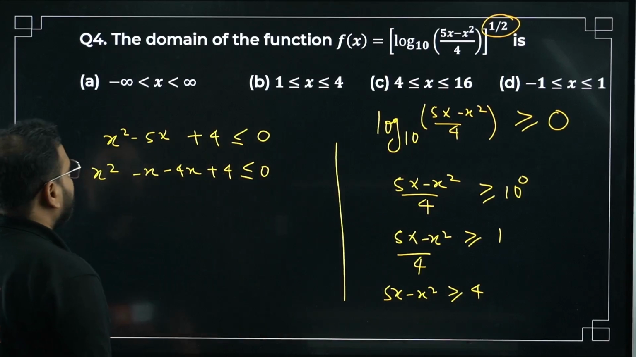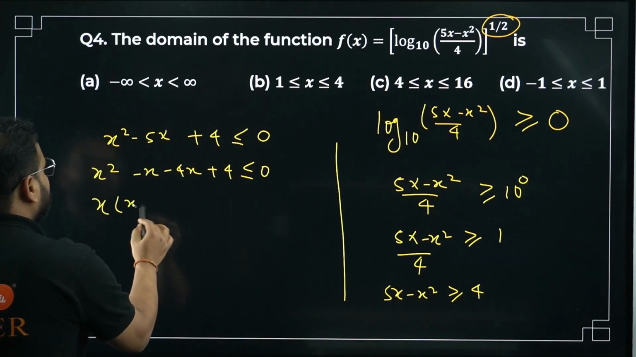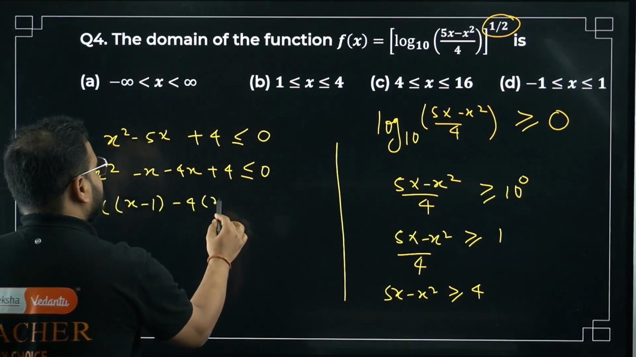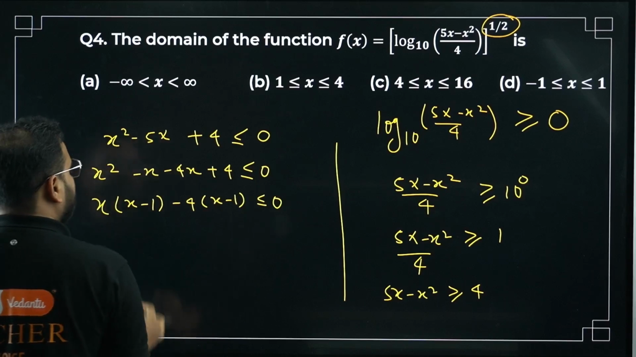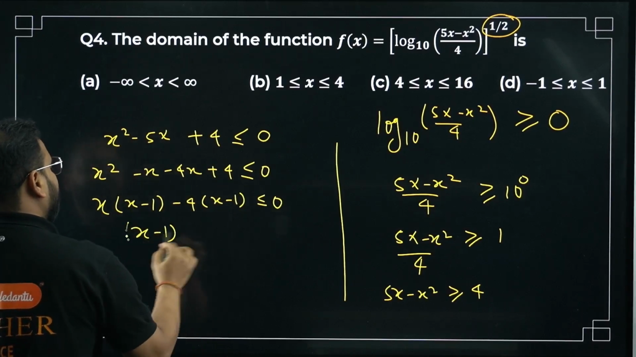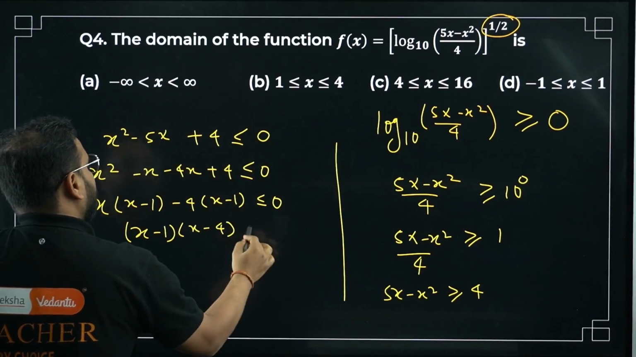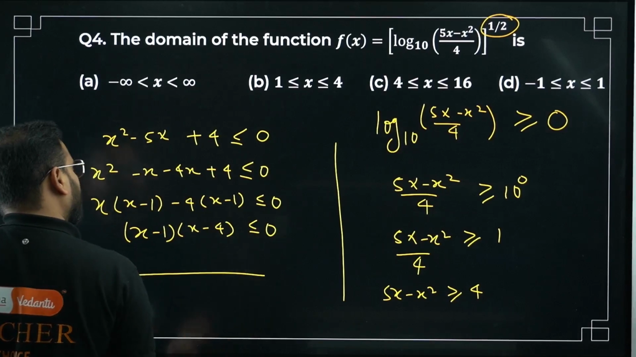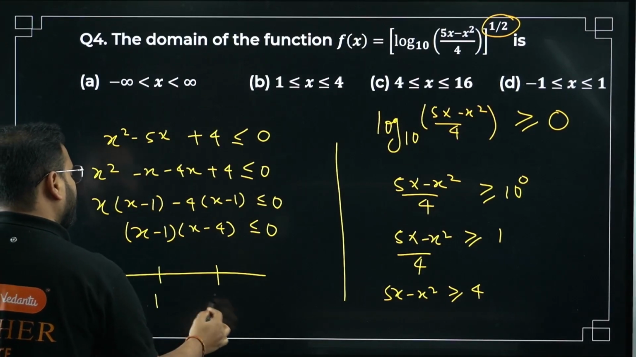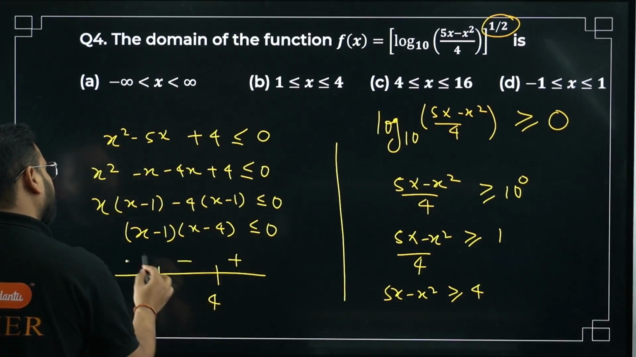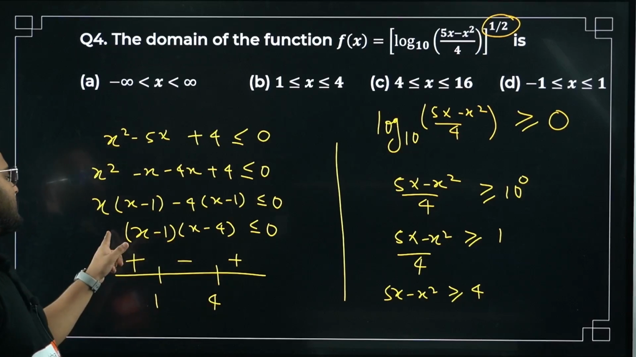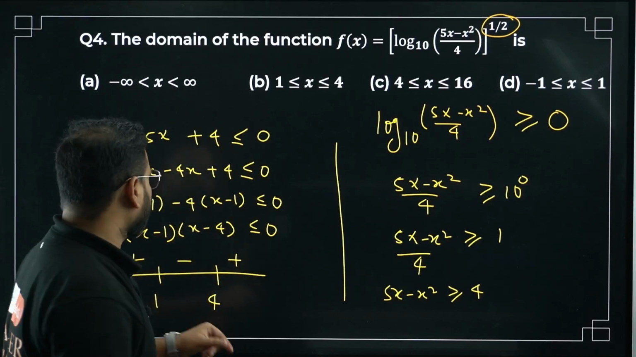Check. So factorizes x times of x minus 1 minus 4 times of x minus 1 less than equal to 0. I'm getting this as x minus 1 and x minus 4 less than equal to 0. Plot in a number line. It's positive only. So we have 1 to 4. Start from plus, minus, plus. Why plus starting bacha? Because of the coefficient here. It's positive. That's why, okay?